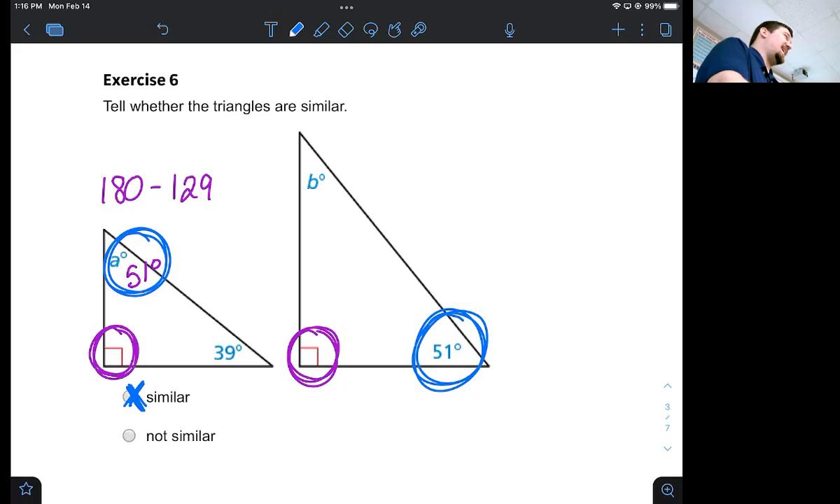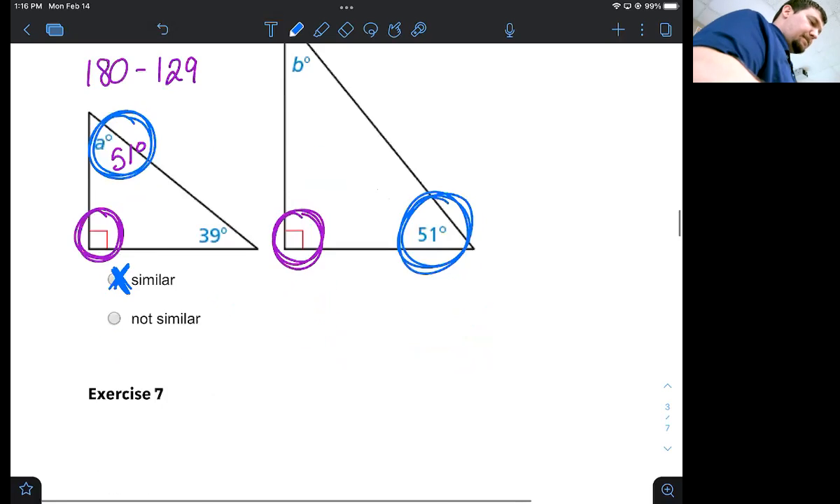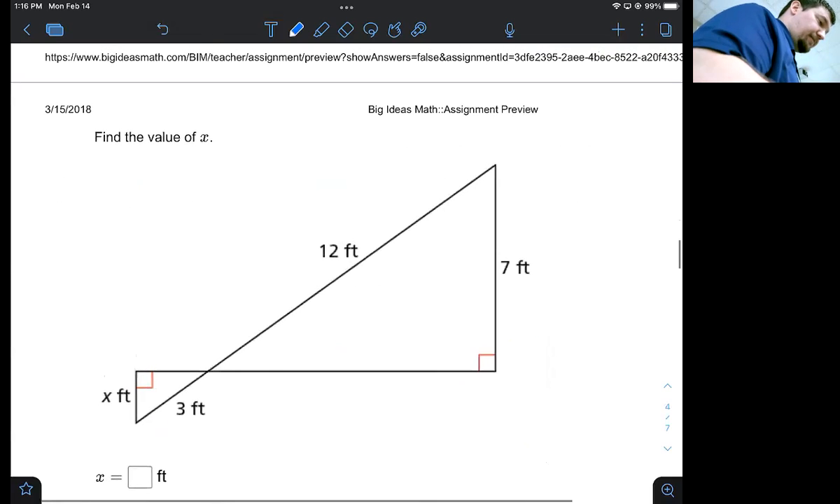They have to be proportional. Sides have to be proportional. Here, the sides are guaranteed to be proportional because it's a triangle. Triangles are just like that. Okay. All right, number 7.